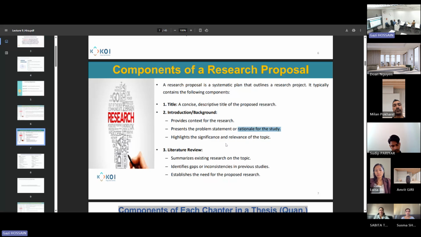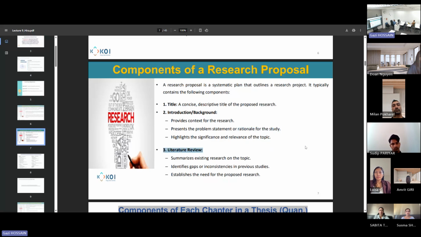And also, you can provide the scope of your research, where your research will be limited, in this background section. Next, section 3, literature review.